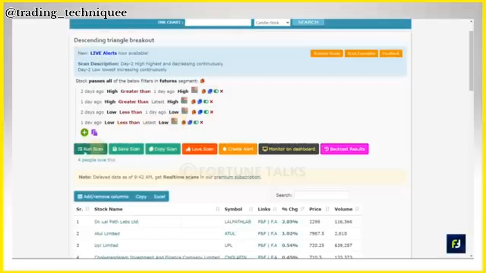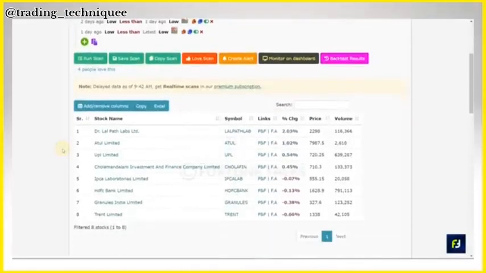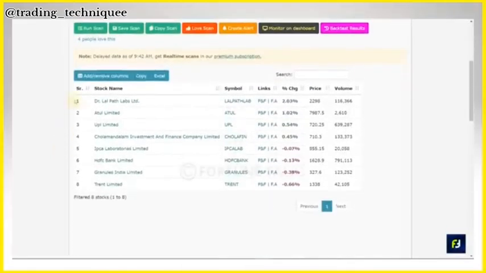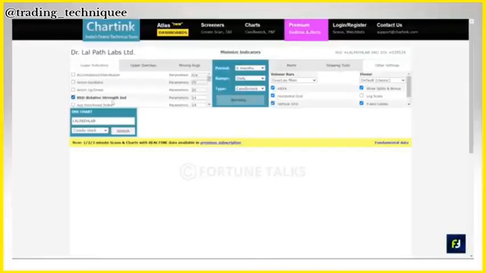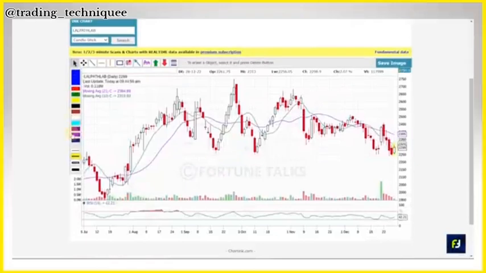A new scan will run and it will give us the required shortlisted stocks under the segment that we have considered. You can analyze every chart by clicking on the stock name, but I'm not really a big fan of the charting tool, so I would rather do my analysis on TradingView or my trading terminal.